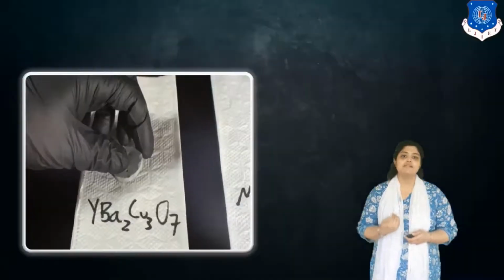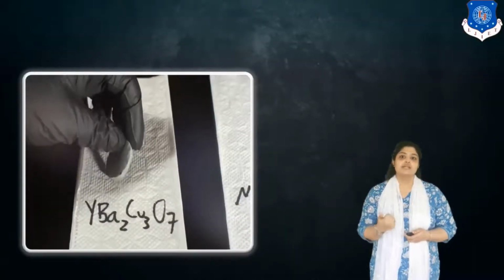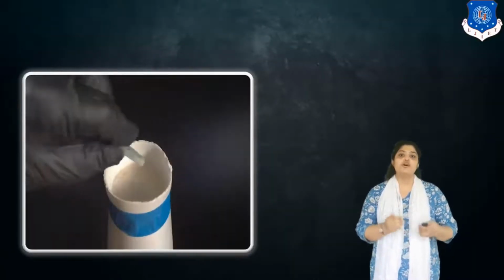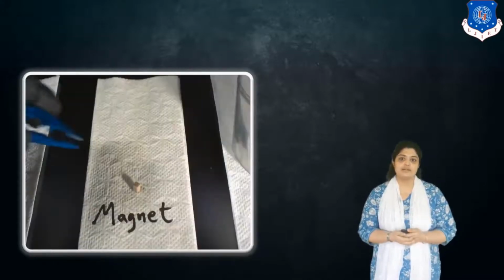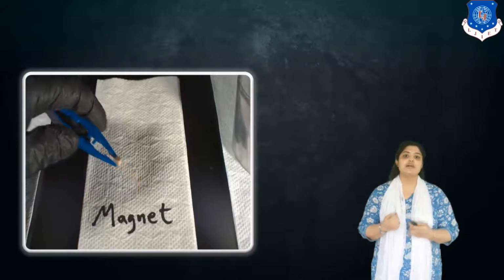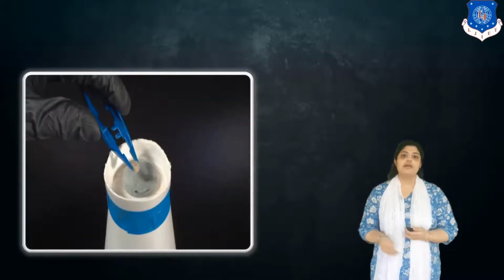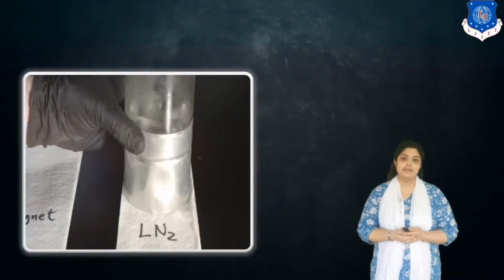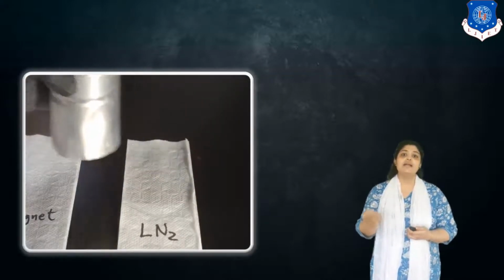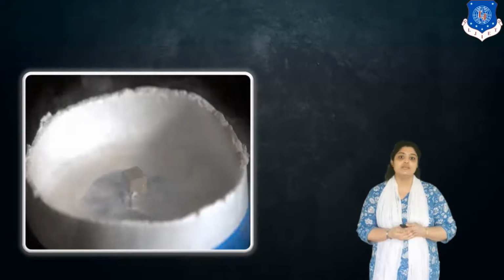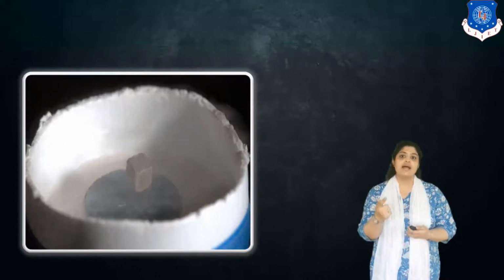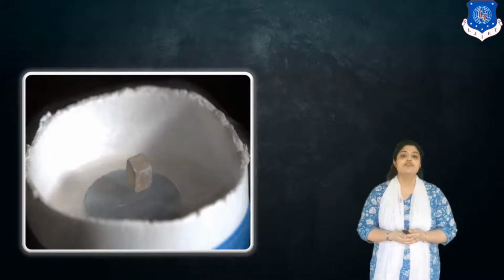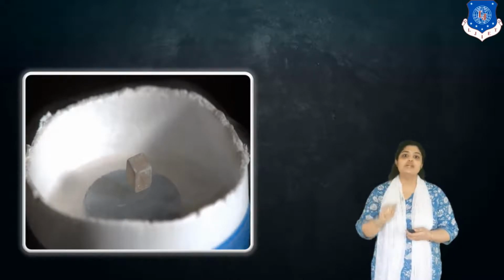Let's see what the Meissner effect is. This is YBCO, a very commonly used superconductor. So we're just placing the superconductor. Then we have a small magnet. We are placing the magnet on the superconductor. You can see there is a contact between them. Now liquid nitrogen is poured. So this will lead to superconductivity in YBCO. And now you can see that the magnet is floating. It is no more in contact.